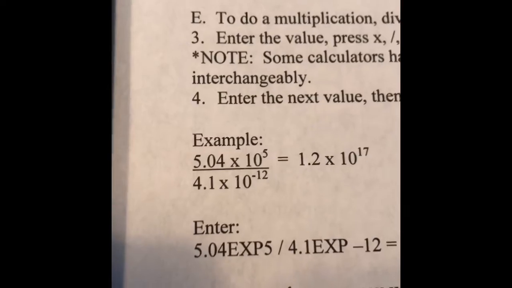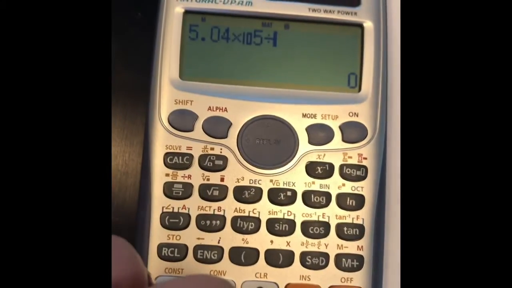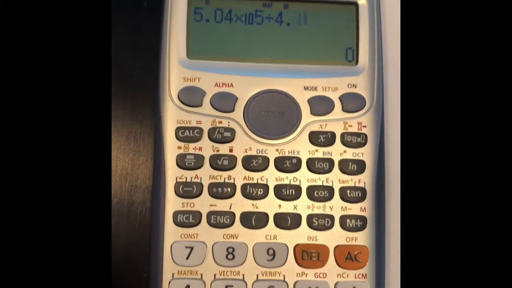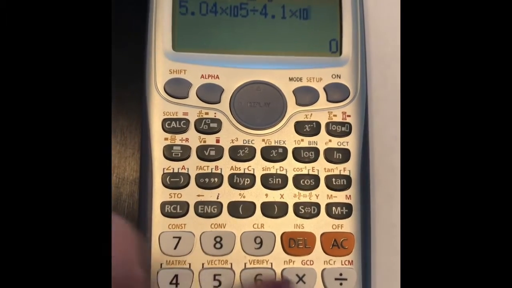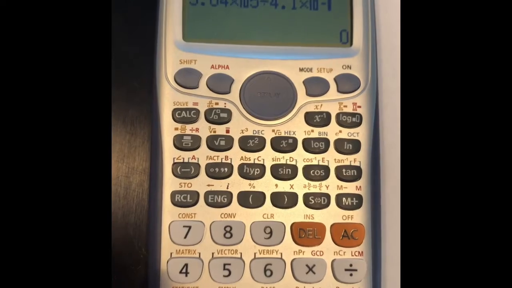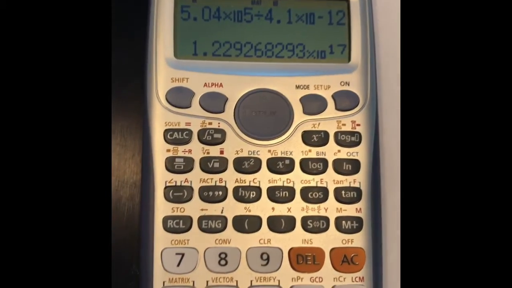And then the problem says divide by 4.1 times 10 to the negative 12. So I hit divide. 4.1 times 10. Now we've got to find the negative button because that's a minus. Here's the negative. That'll make a difference. You'll get an error if you hit a minus. Equals.